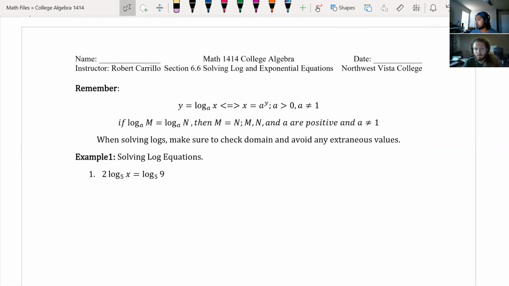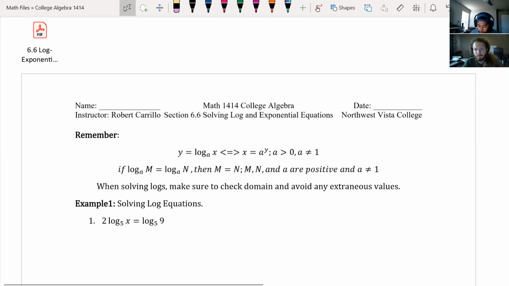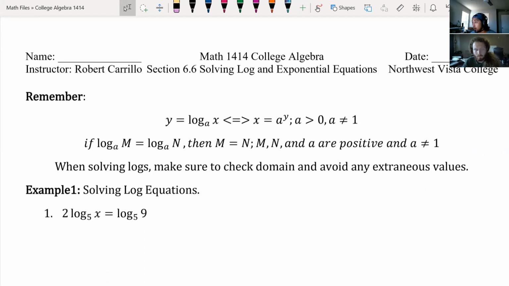Remember that you can convert a log to exponential and an exponential function to a log because they are inverses of each other. And remember that the base of the exponential and the log cannot equal 1. And then we have a new property, which is the log equality property. So this is one new property for logs. I don't think we have any more after that.